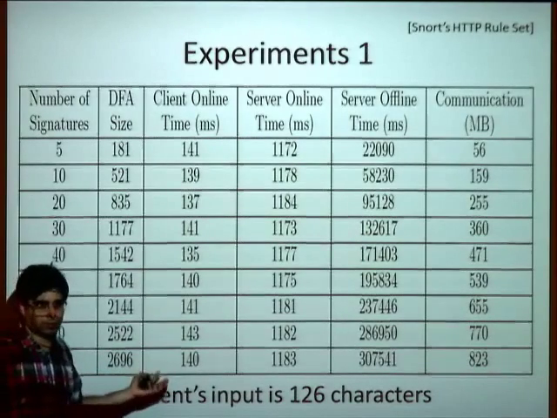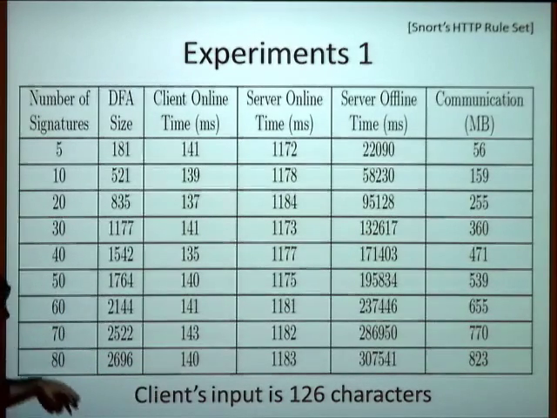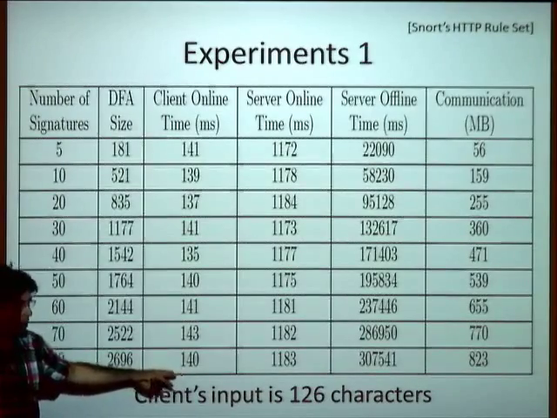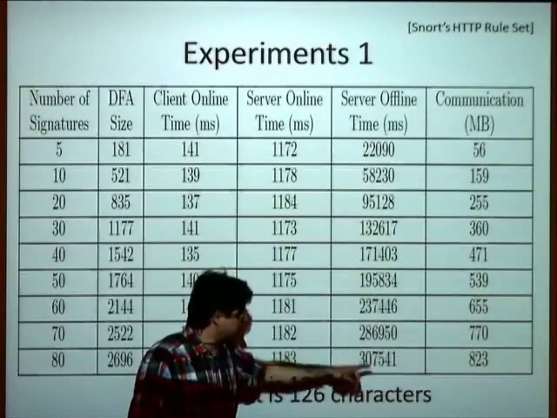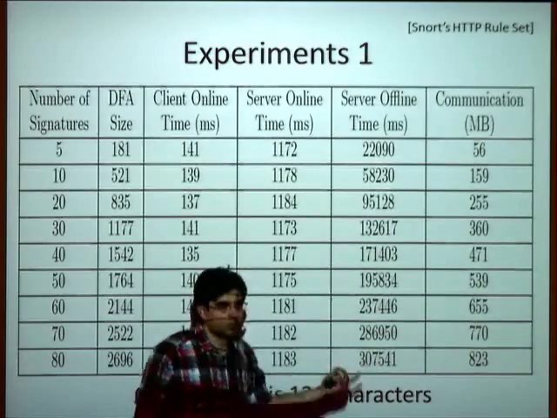Client time is very small. He only has to do these OTs, so it stays essentially constant. He has to do k public key operations. So these are milliseconds. But the server, you can see, can still get big, at least on our standard PC machine. So 300 seconds, right?